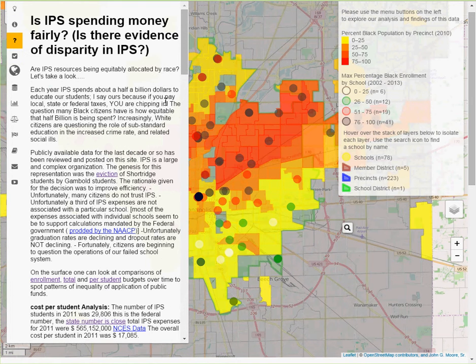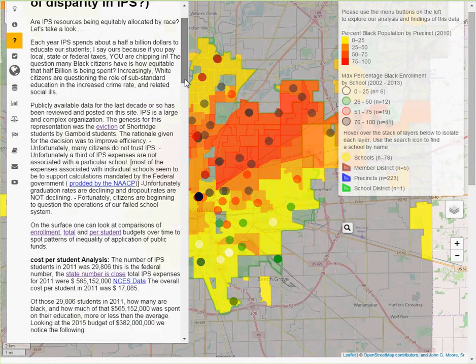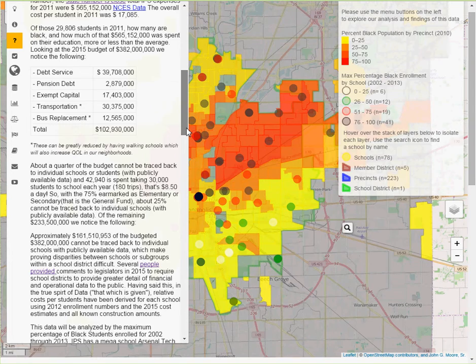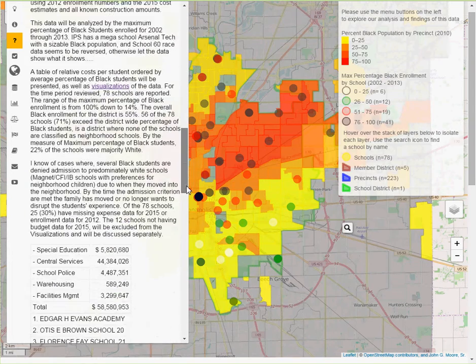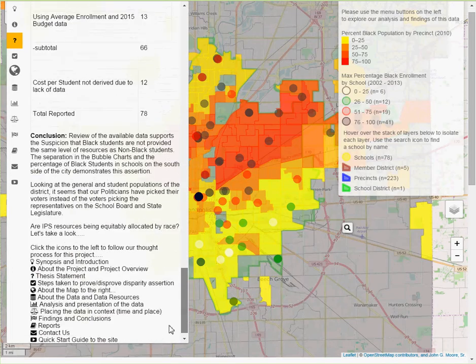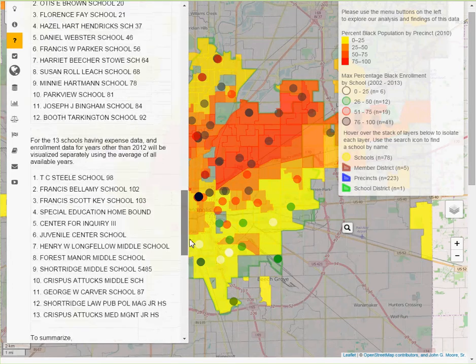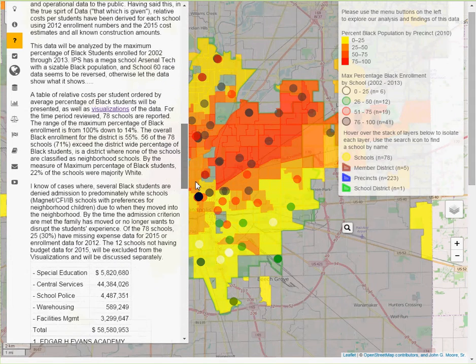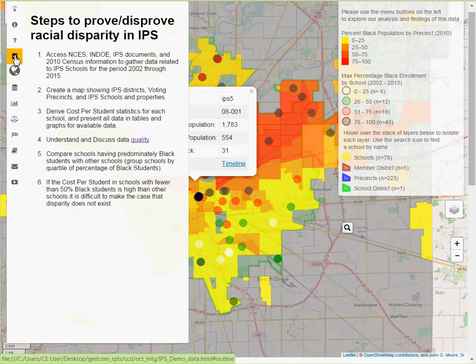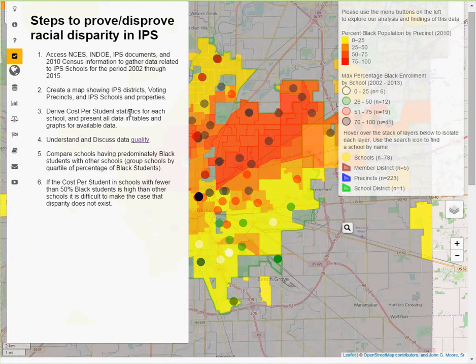Then moving forward, there's some background about how we decided to look at what data was publicly available. We did some analysis of the schools. We broke them out into different categories, mainly based upon the percentage of black students. And we go on from there. And here are our steps that we took.